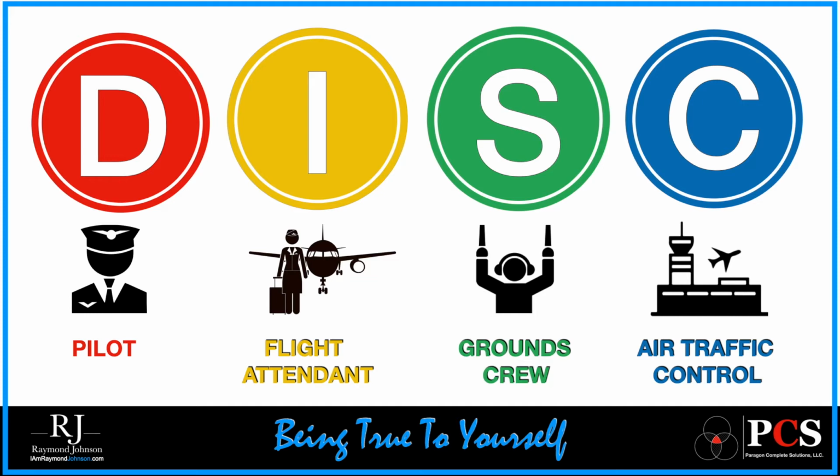Now, here's the catch. Why do I call them the secret weapon? I call them the secret weapon because just like the grounds crew, what does the grounds crew do? The grounds crew does everything. They fix the plane, design the plane, build the plane, clean the plane, refuel the plane, restock the plane, load the plane, get passengers on the plane.